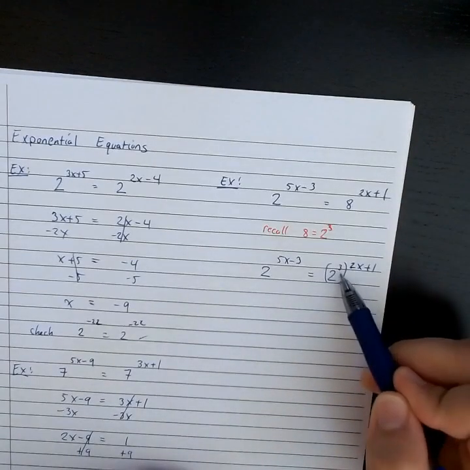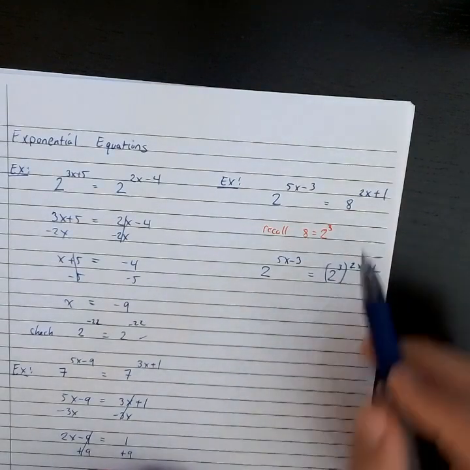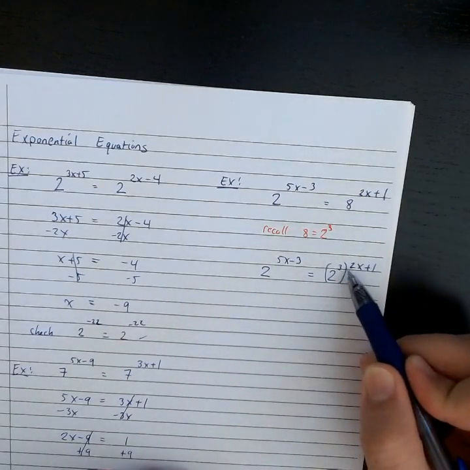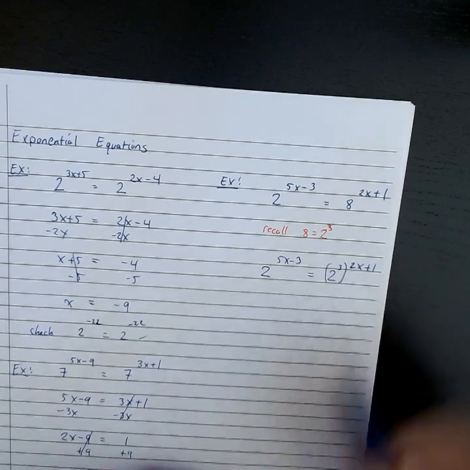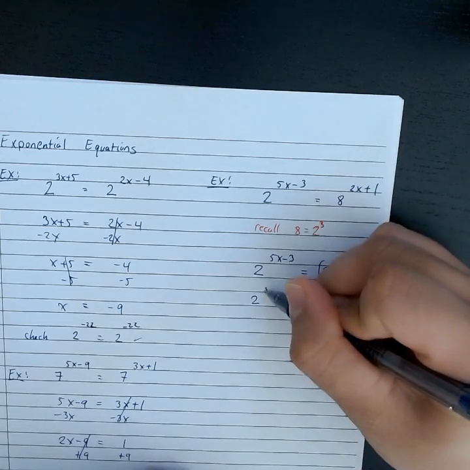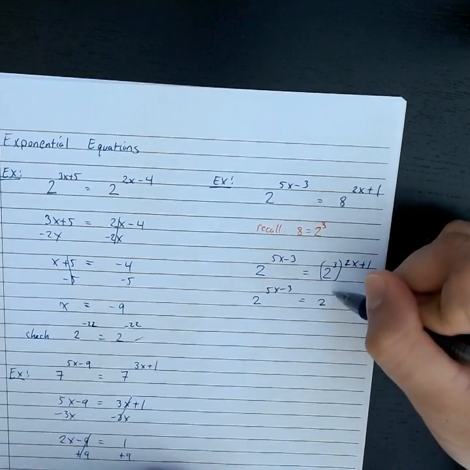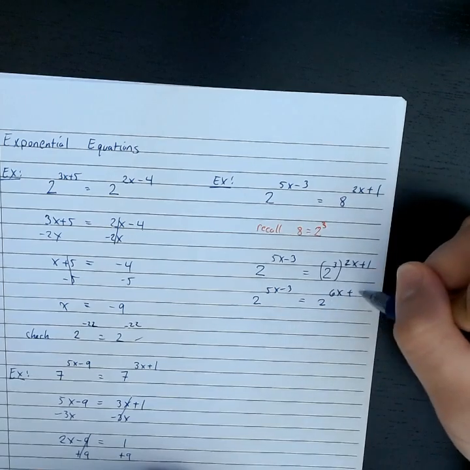Oh, but look, I have something that has a power and is being raised to another power. Well, those two are going to get multiplied together. Whenever you raise something to a power and then raise that to another power, the two powers multiply together. So this will give us 2 to the 5x minus 3 is equal to 2 to the 6x plus 3.